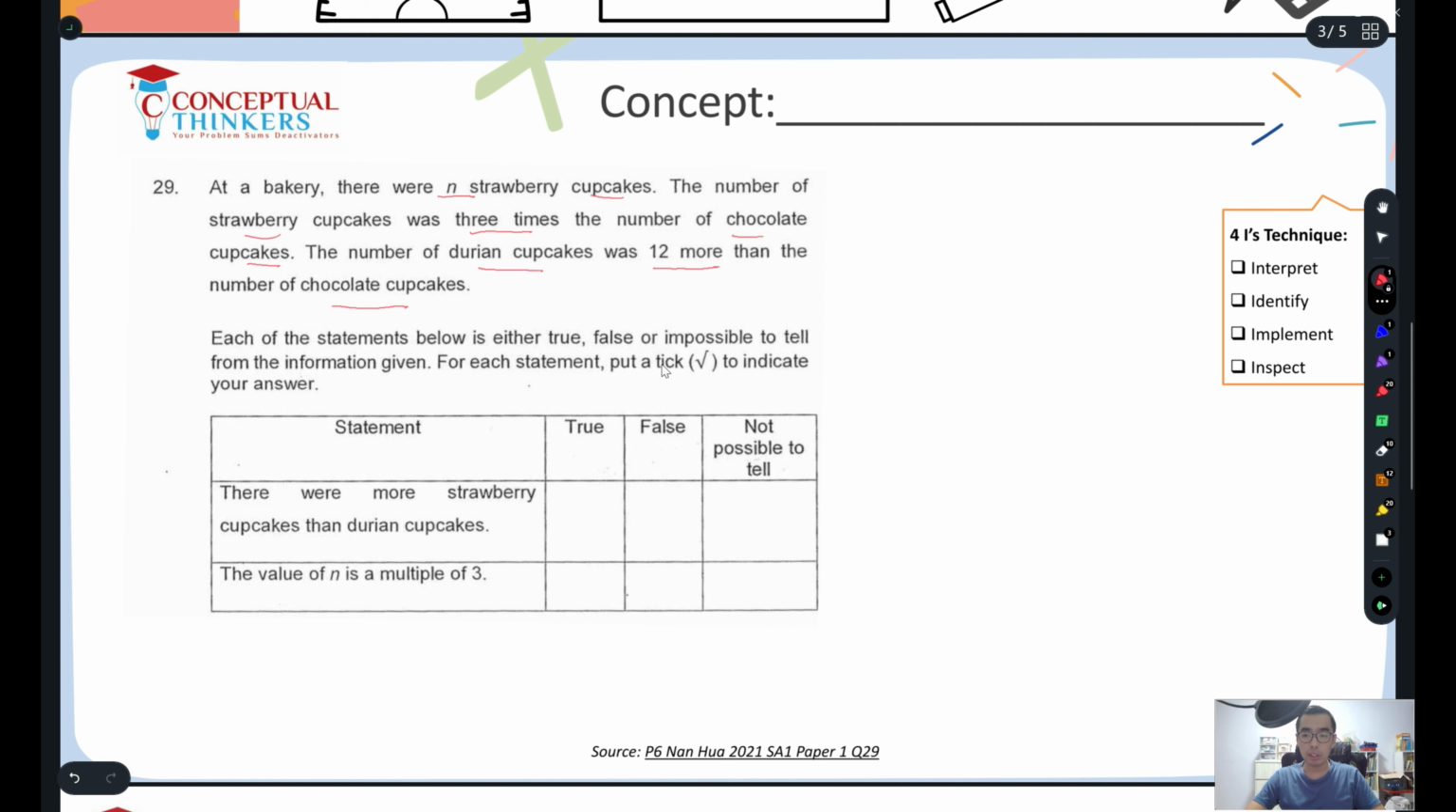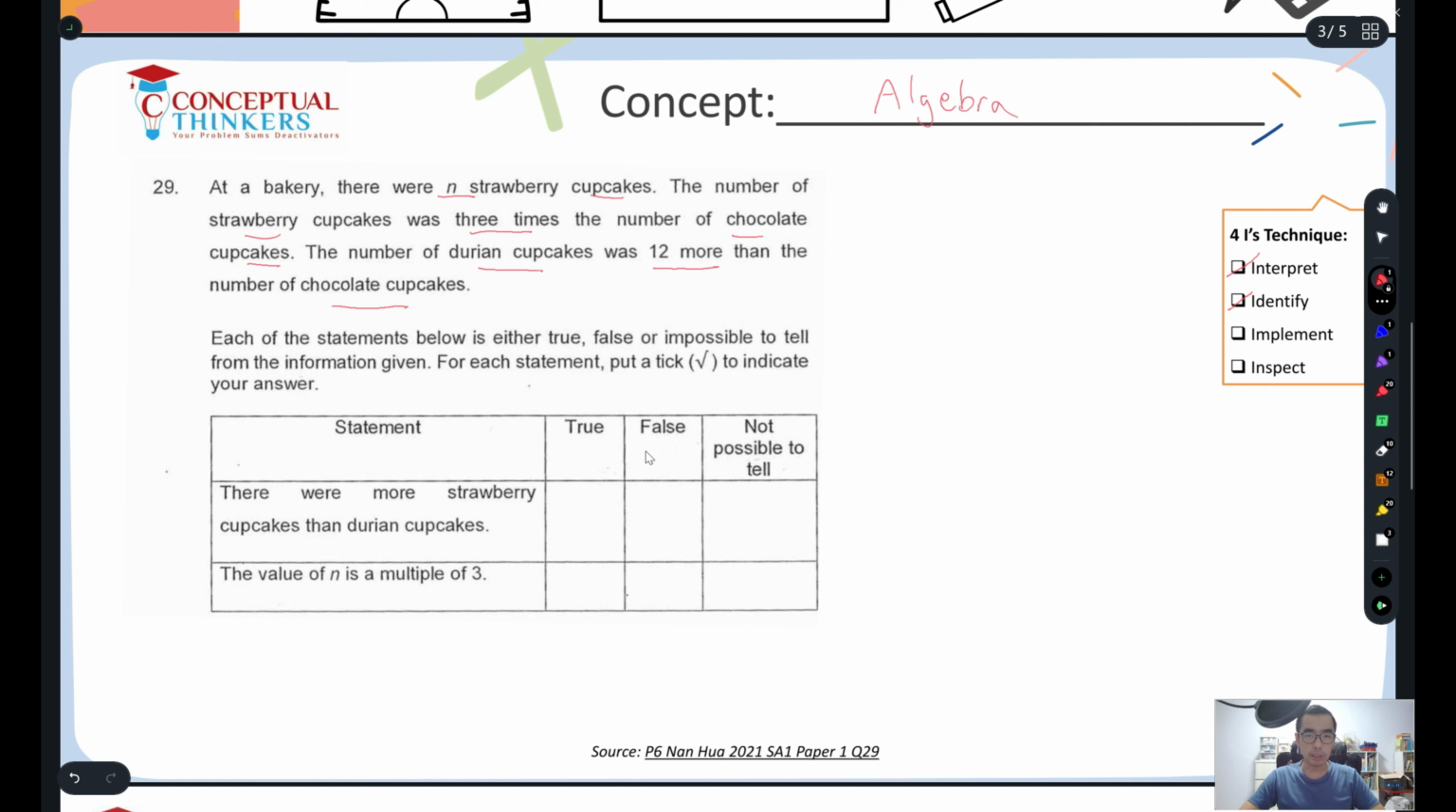For me, I feel that this is one of the toughest questions to do for Paper 1 or Paper 2. Sometimes it can appear in Paper 2. So let's discuss how to do that. First we need to interpret the question, which is what I did earlier. Then next we have to identify the concept. So this is actually an algebra question.